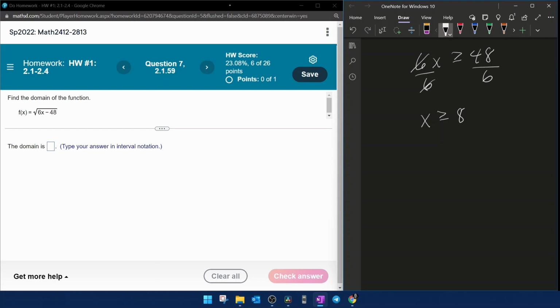If we want it to be the domain, we're going to have to dress it up a bit. So for set notation, we're going to say the domain is the set of all x such that x is greater than or equal to 8. That is the domain in set notation.